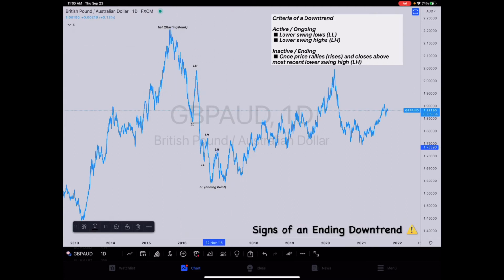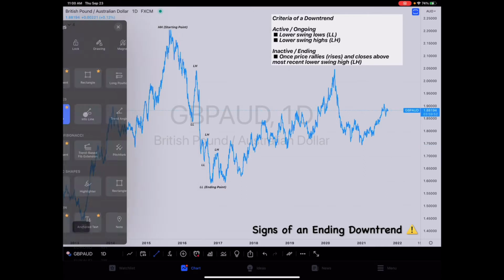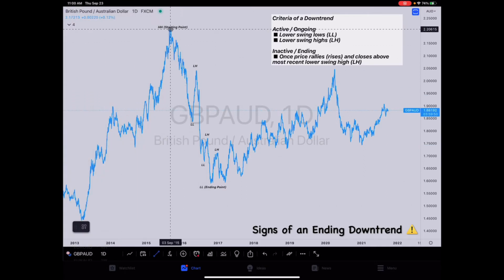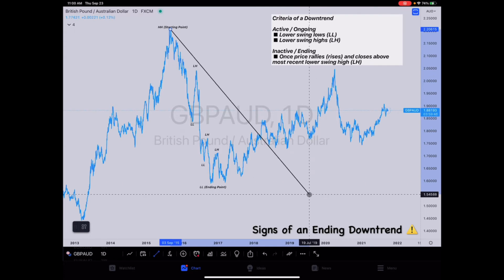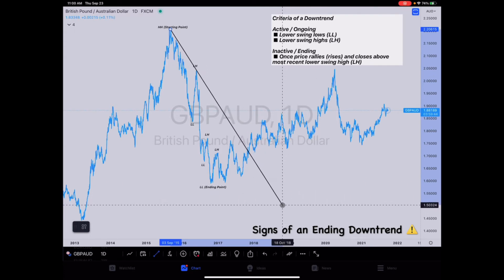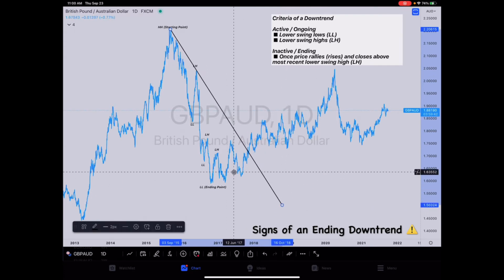All right, so I'm going to show you guys signs of when to know that the downtrend has either ended or is coming to an end. One of the first easiest ways is to use the trend line. As you can see, I started grabbing the trend line. I placed it at the highest high, and then I dragged it down to the next lowest high, and then pulled it all the way through.